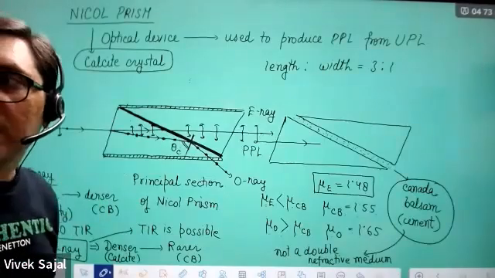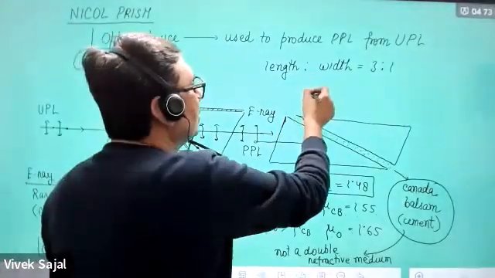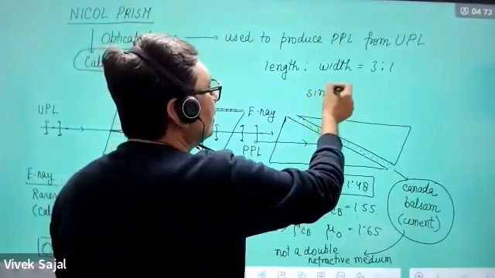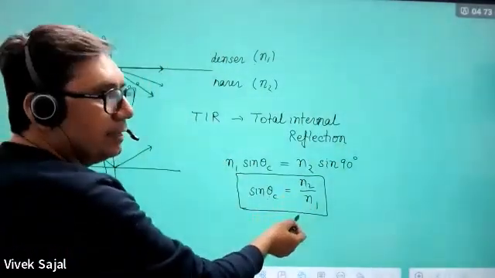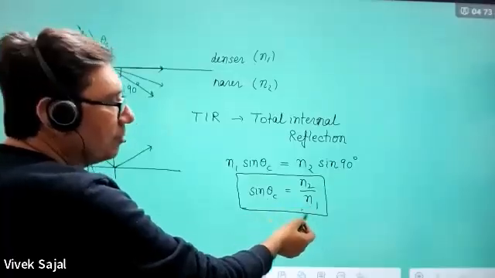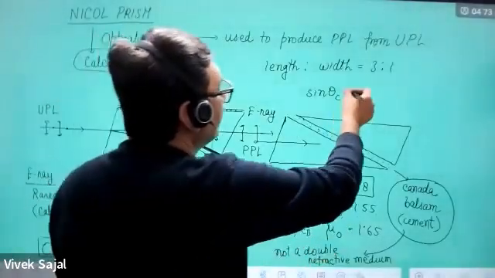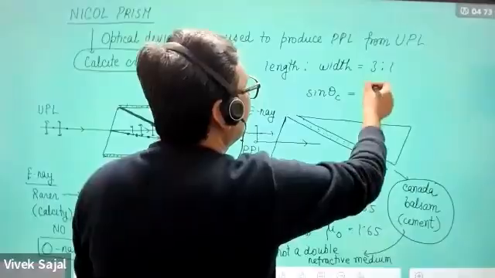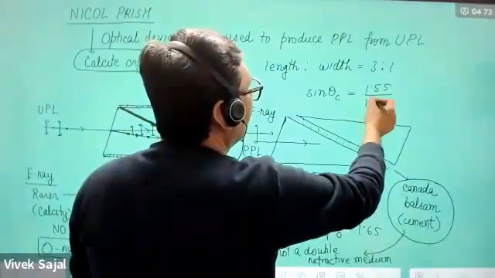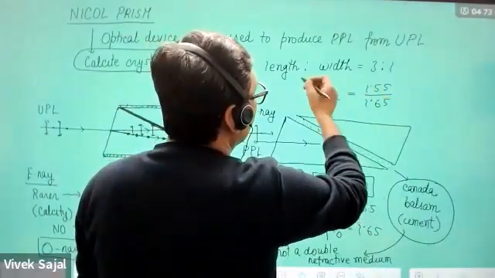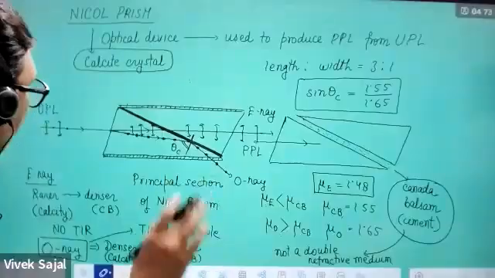If they ask you what the critical angle will be here, that is very simple. Sine theta c, I have given you the formula here. That will be n2 by n1: second medium refractive index divided by first medium refractive index. The second medium here is Canada balsam, which is 1.55, divided by 1.65. So from here you can find the exact value of theta c with the help of a calculator.